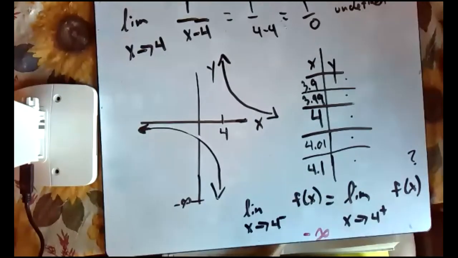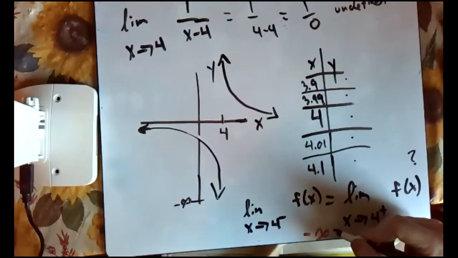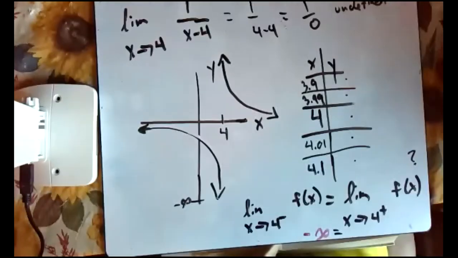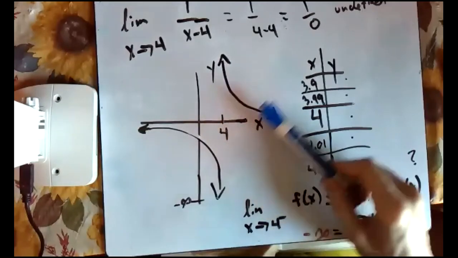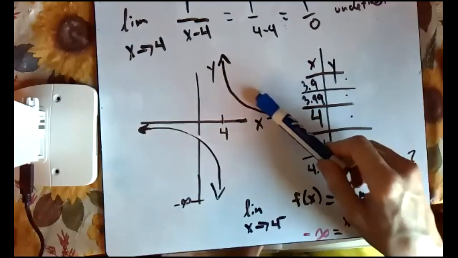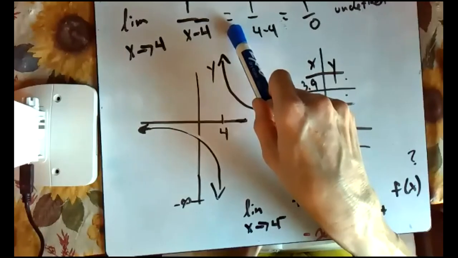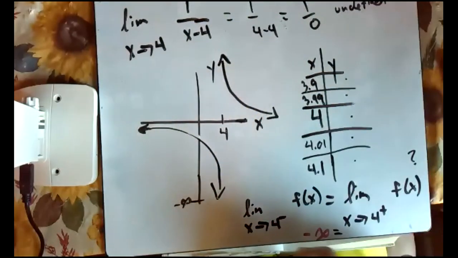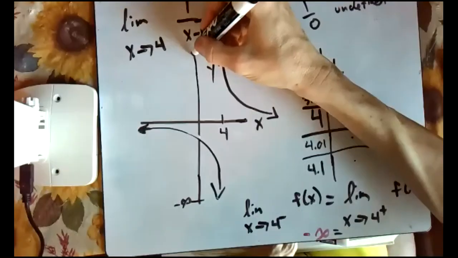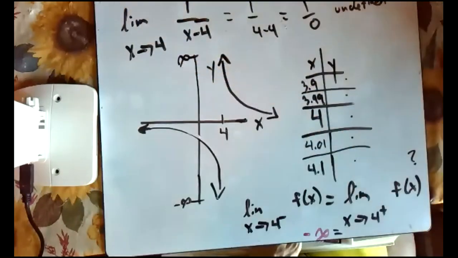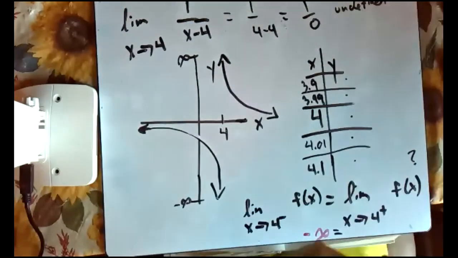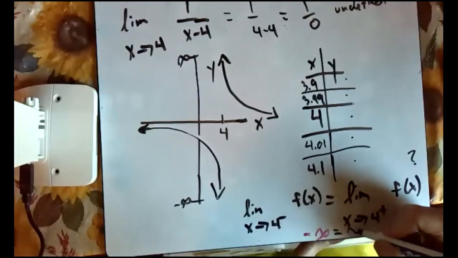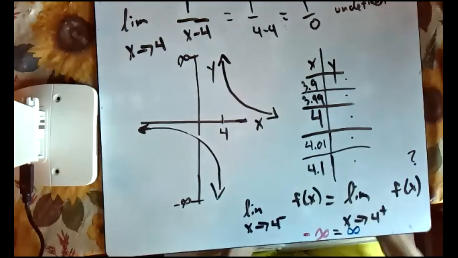What about as we approach 4 from the right-hand side? Well, here's x equals 4. If we walk towards it from the right-hand side along this respective curve, where are we going? Up forever and ever and ever. Where's up there forever? Positive infinity. So what we mean by infinite limits, because there's nothing stopping it from going up forever or going down forever in this case, is that we get positive infinity in this case.